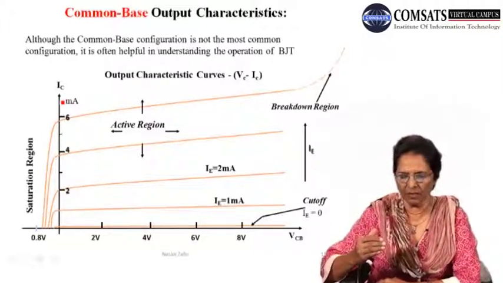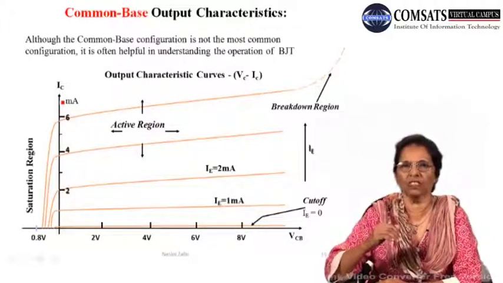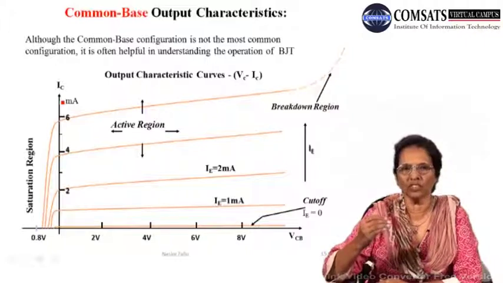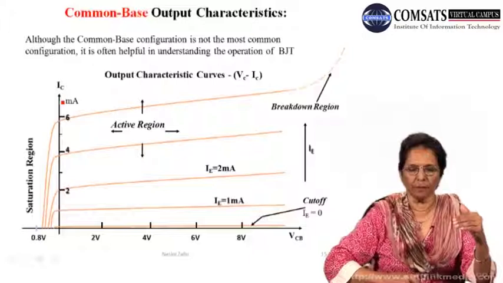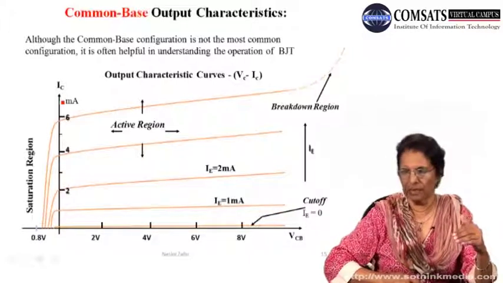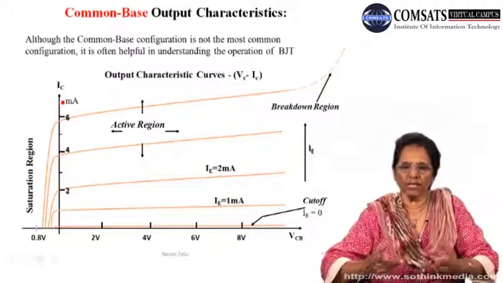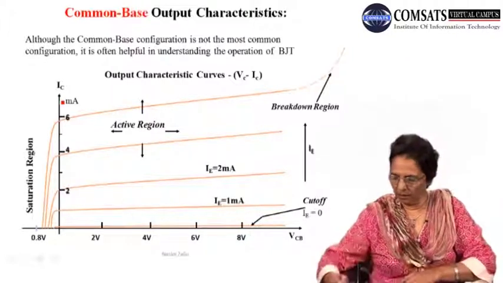अनदर इम्पॉर्टेंट थिंग इज़ कि जैसे जैसे आप इनपुट करंट, जो कि इस केस में कॉमन बेस कॉन्फ़िगरेशन की केस में ज़ाहिर है इनपुट आपकी IE होगी, क्योंकि बेस को तो आपने कॉमन ले लिया. तो जैसे जैसे IE की वैल्यू बढ़ रही है उसी तरह आपकी कलेक्टर करंट भी बढ़ रही है. तो जैसे मैंने पहले कहा कि आउटपुट कैरेक्टरिस्टिक्स में चाहे आप कॉमन बेस ले या आप कॉमन इमिटर ले.